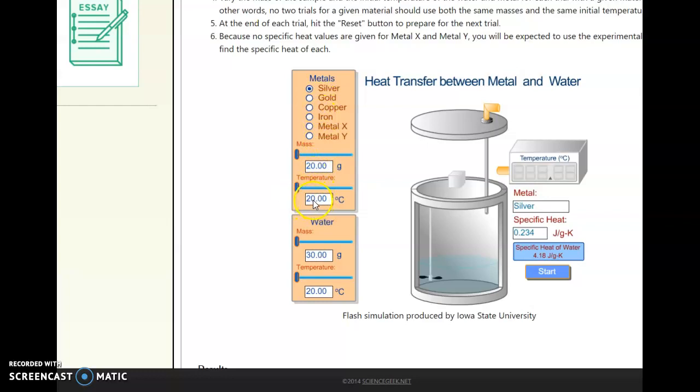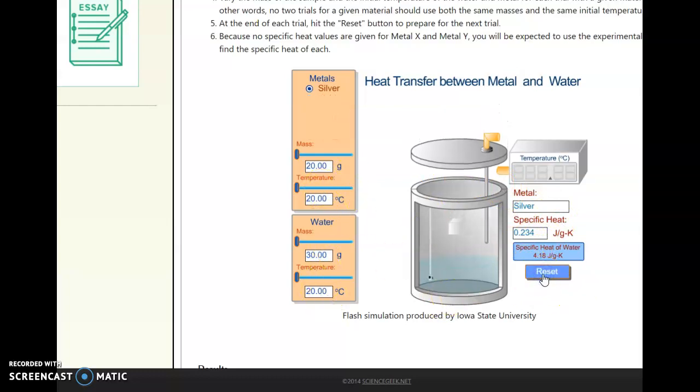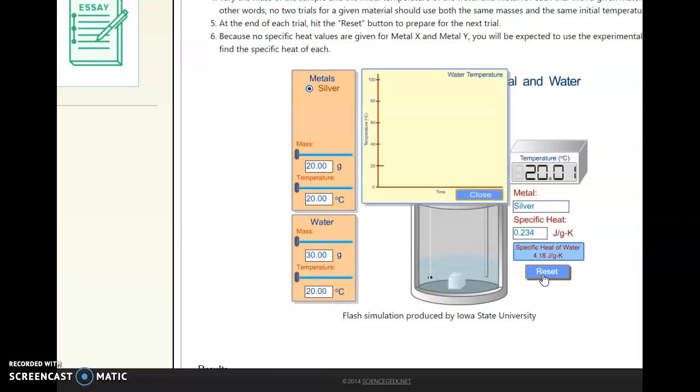In this case, the initial temperature of the water and the initial temperature of the metal is going to be the same. So what do you think is going to happen when I put this piece of metal into the water if they're both starting off at the same temperature? Do you think that you're going to see a temperature fluctuation in either the water or the metal? And the answer to that would be no. You might see a slight change here, but it's not going to be very much. And again, that's because they're already the same temperature.